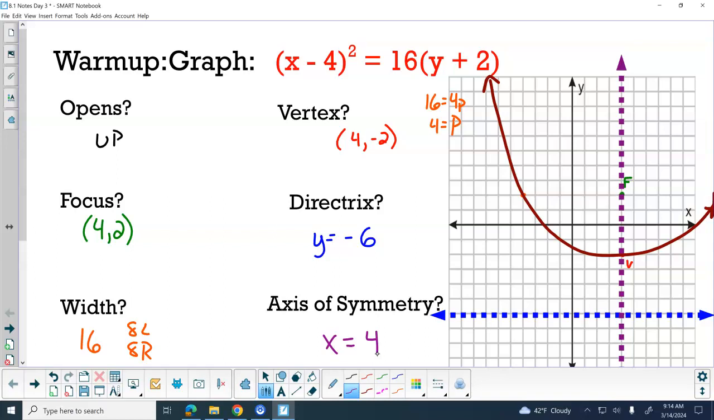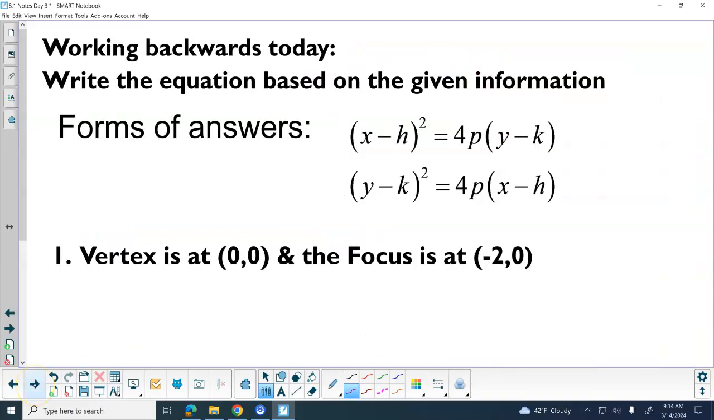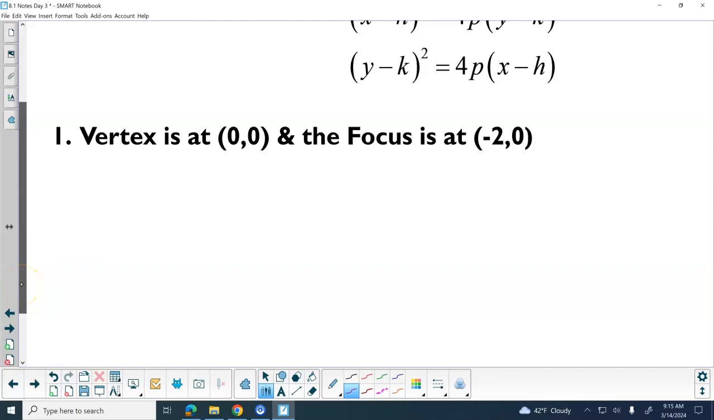Well, just when you think you have all of the answers, I turn the question around. So you've been graphing all week long, you've been graphing parabolas. Now we're going to work backwards. We're either going to give you the graph, or we're going to give you specific points from the graph. So this first one, my vertex is at the origin, and my focus is at (−2, 0).